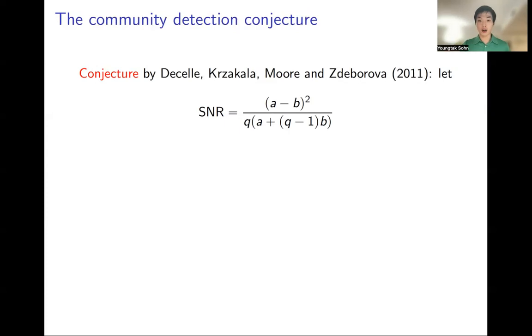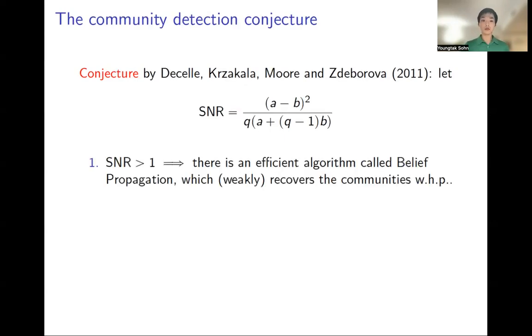Denote SNR by (a minus b) squared over q times (a plus (q minus 1) times b). (a minus b) squared can be thought of as the signal. If the difference between a and b is large, one can hope to recover the communities more easily. And q times (a plus (q minus 1) b) is just the degree times the number of communities squared, which can be thought of as noise. If there is a lot of degree and a lot of communities, it's harder to infer the communities. So this is really the signal-to-noise ratio, and their conjecture crucially depends on this quantity. If SNR is greater than 1, they conjecture there is an efficient algorithm called belief propagation, which weakly recovers the communities with high probability.